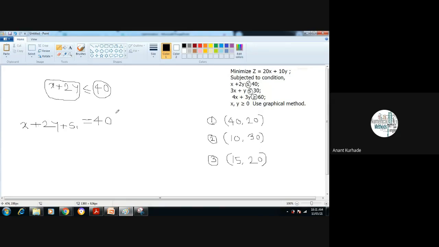Why are we adding s1 towards the left side? Because the left side is less than the right side. So in order to make this balanced, we can add s1: x plus 2y plus s1 is equal to 40.